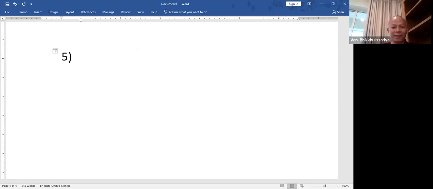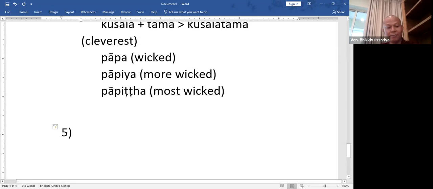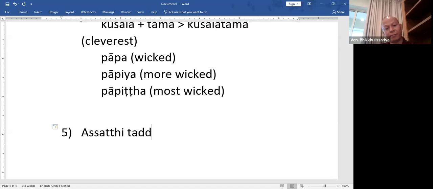You have learned that. So now I see that. The next one is asati Taddhita. That one also, with this Pali word, will be easy to remember.